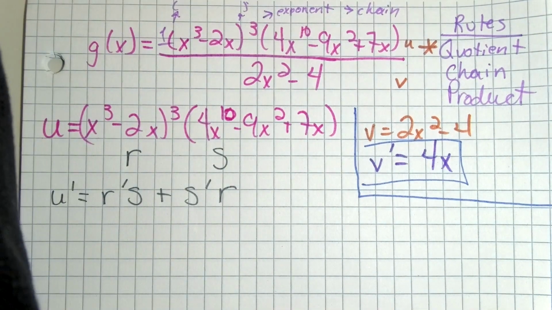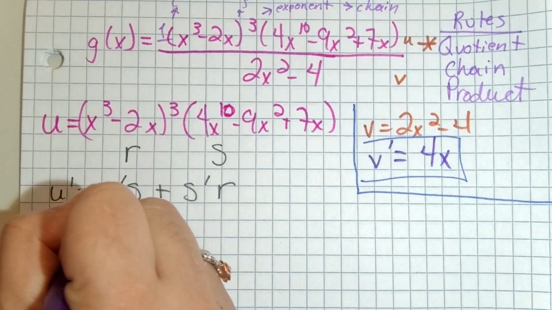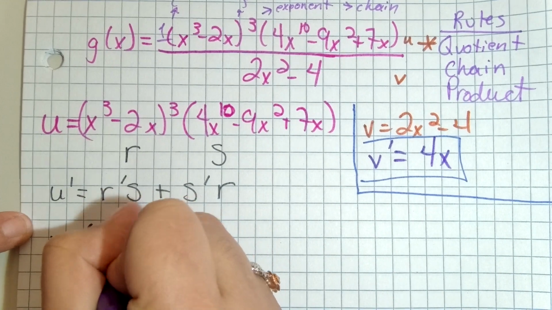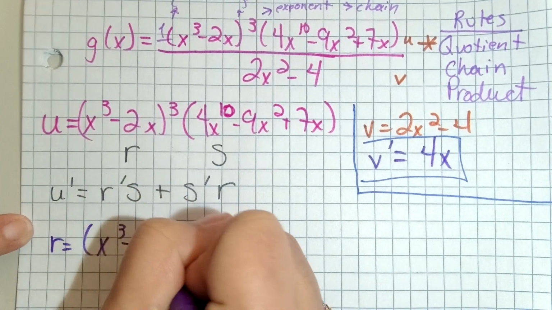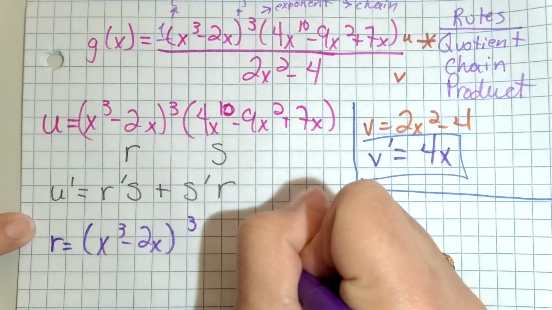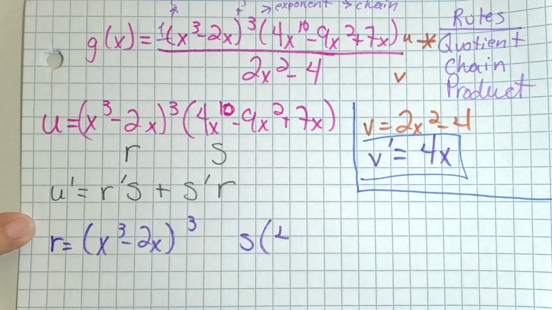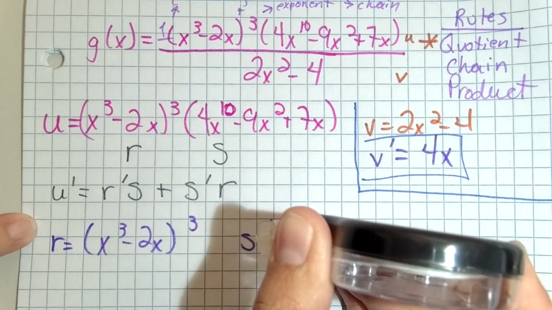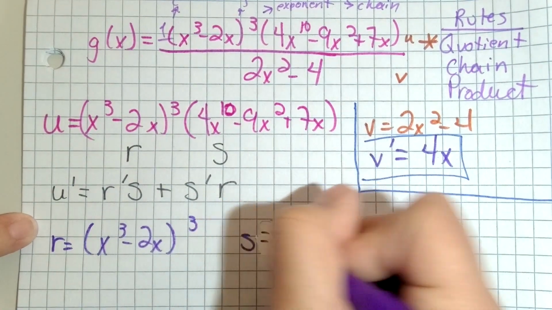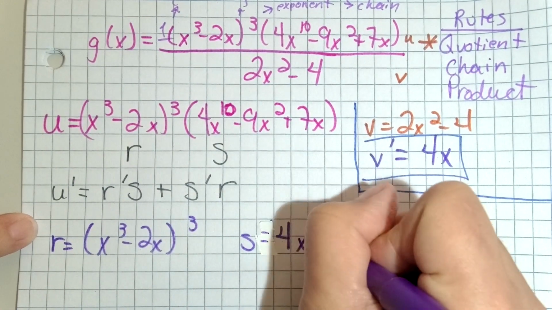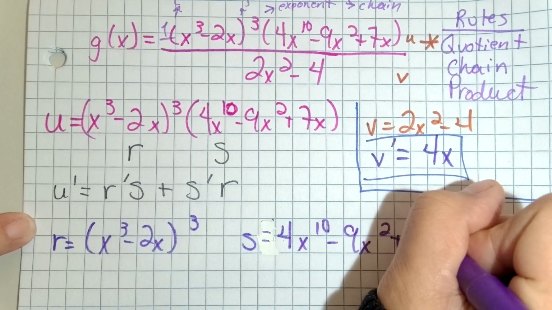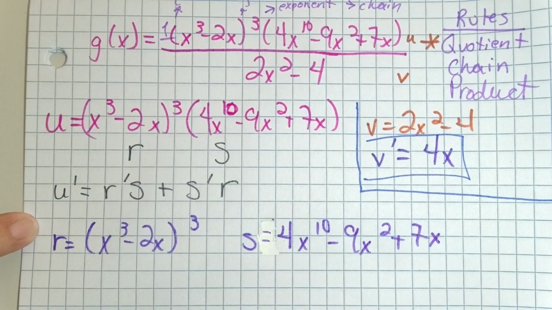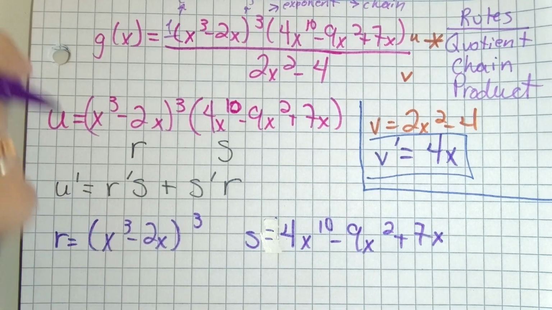Okay, so now let's label R and S. R is going to be equal to the quantity of x cubed minus 2x, all cubed, and S is going to be equal to 4x to the 10th minus 9x squared plus 7x. 7x or 7? 7x. Question so far?